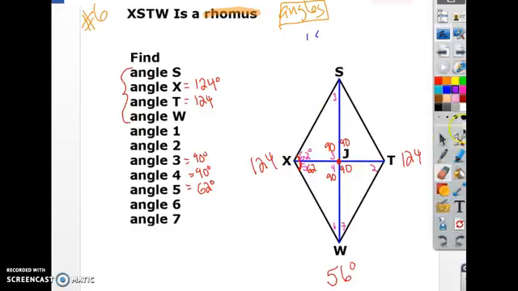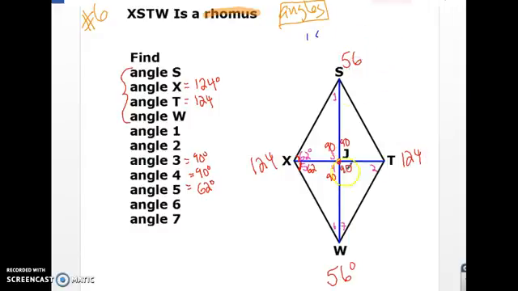So now we have all of our big angles. It makes our work much, much easier. Angle S and angle W are 56. Angle X and angle T are 124. So each one of these diagonals splits our angle in half. Therefore, these angles are both going to be 124 divided by 2. This would be 62 and 62.